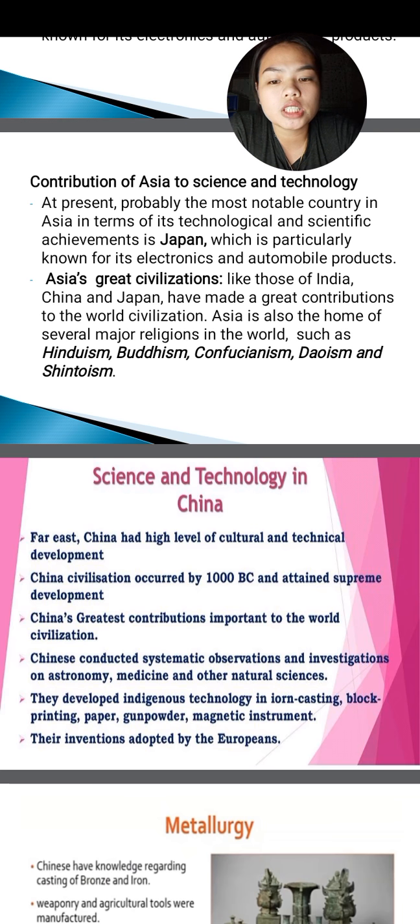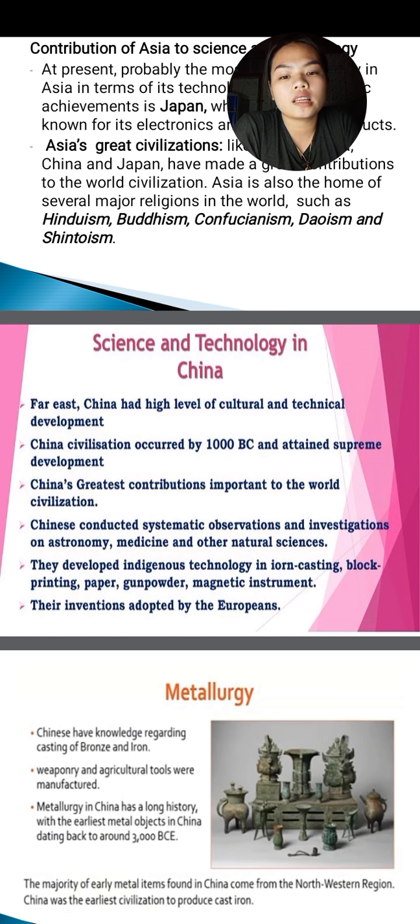So science and technology in China. The Far East, China, had a high level of cultural and technical development. China's civilization occurred by 1000 before Christ and attained supreme development. China's greatest contributions are important to world civilization. Chinese conducted systematic observation and investigation on astronomy, medicine, and other natural sciences. So they developed indigenous technology in iron casting, block printing, paper, gunpowder, magnetic instruments, and many more. So their inventions were adopted by Europeans.